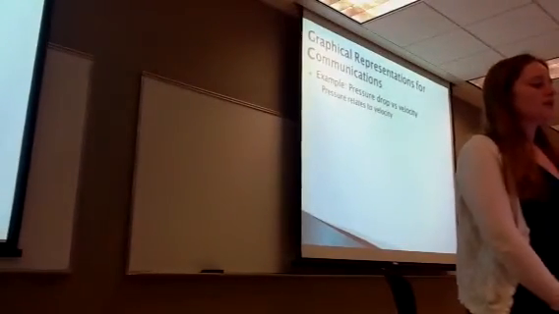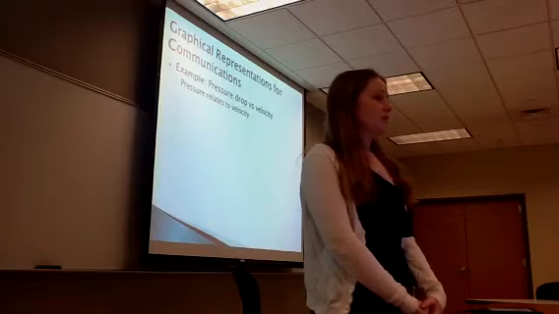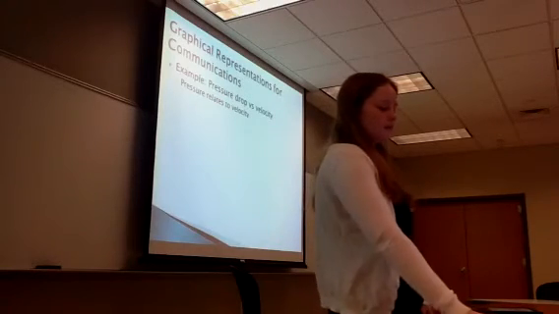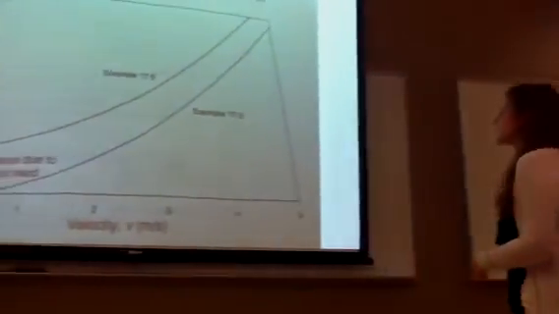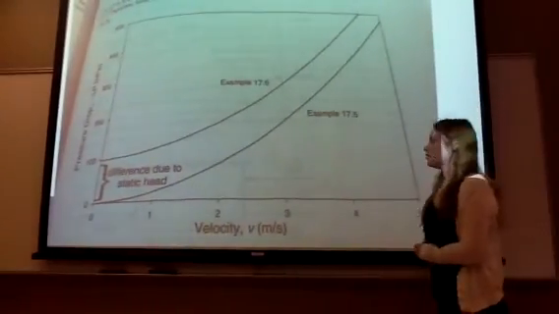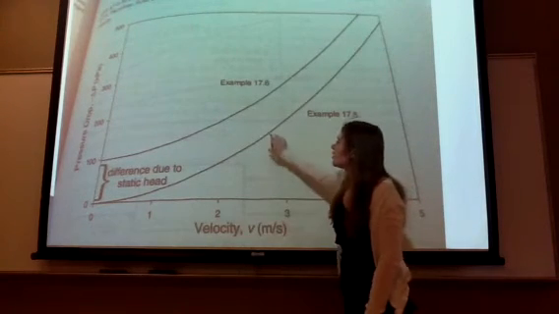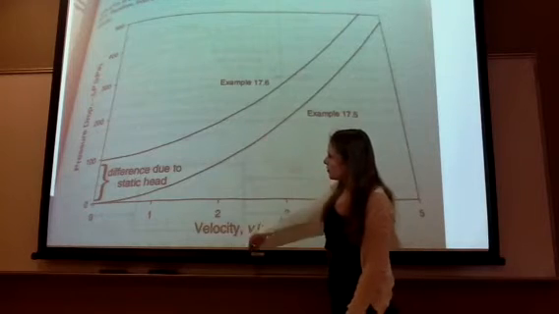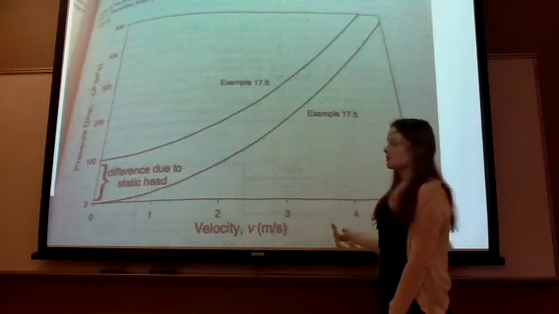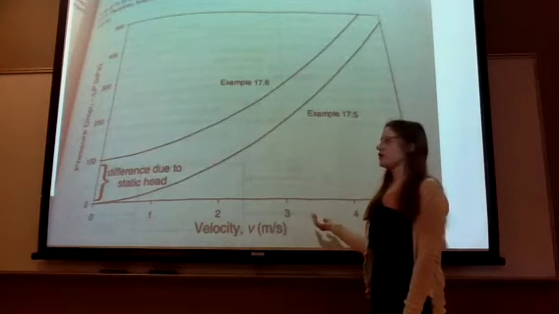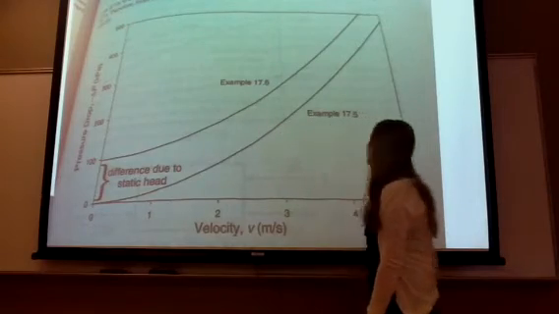Another graphical representation for communication could be using pressure drop versus velocity. So here's the diagram from the book. Let's say you're working on something and you want to increase the velocity from 2 meters a second to 3 meters a second. What does that do to your pressure drop? The pressure drop increases. Or, for instance, if you want to compare changing pipes and increasing the velocity, you can compare them. You can put two on one graph.